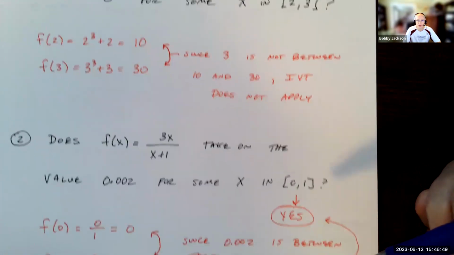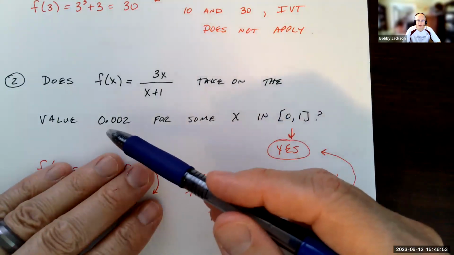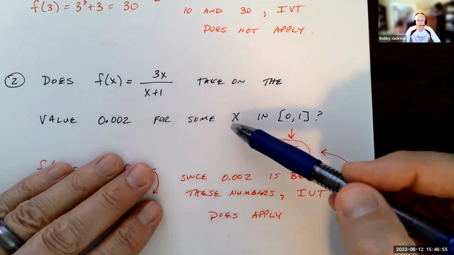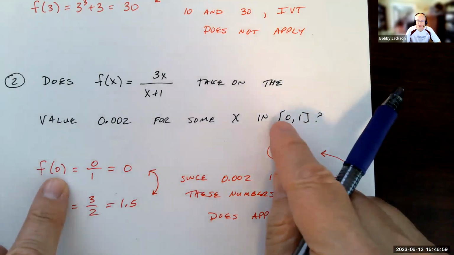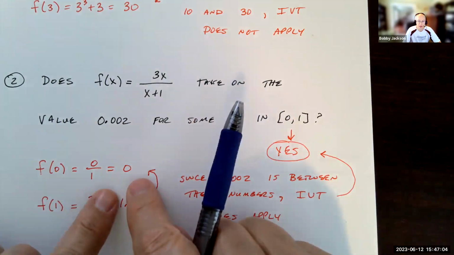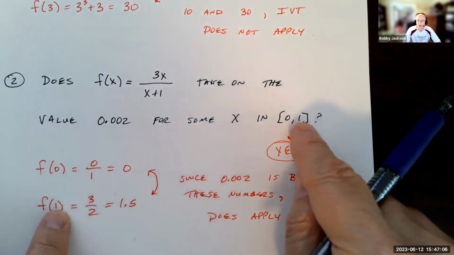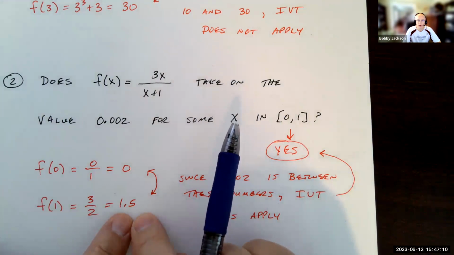Number 2, same sort of question, different function. Does this function take on the value of 0.002 for some x in the interval from 0 to 1? Well, I evaluate the function at 0, which if I plug in 0 for x, I just get 0. And then I evaluate the function at 1. If I plug in 1, I get 3 divided by 2, which is 1.5.